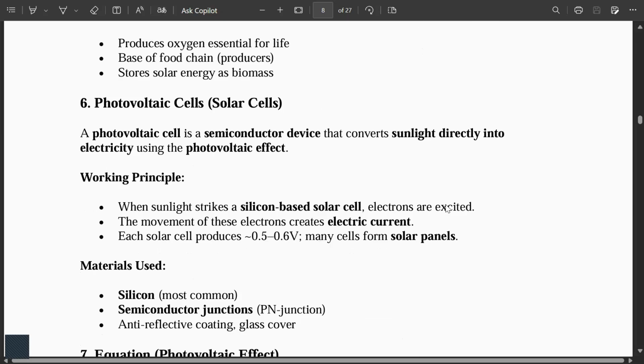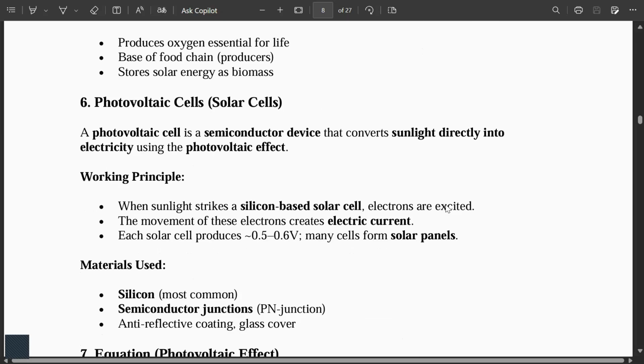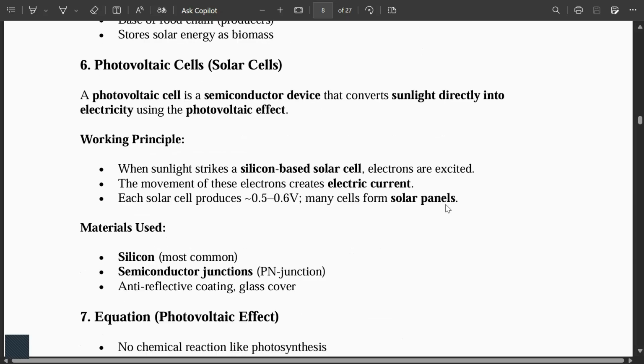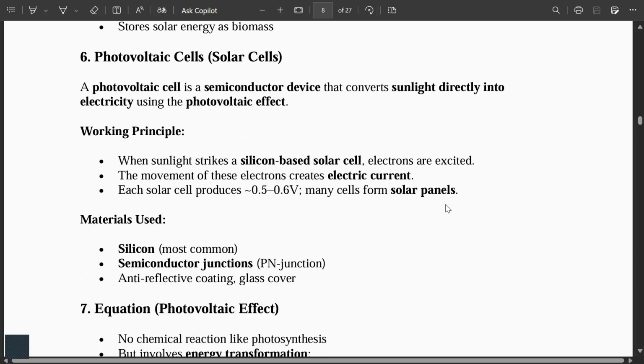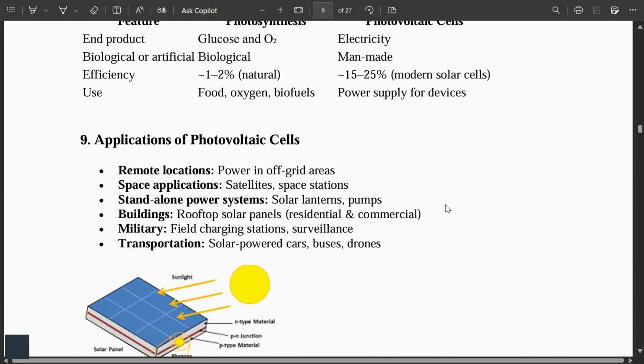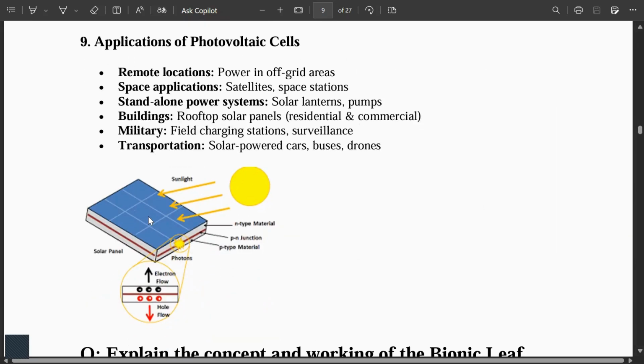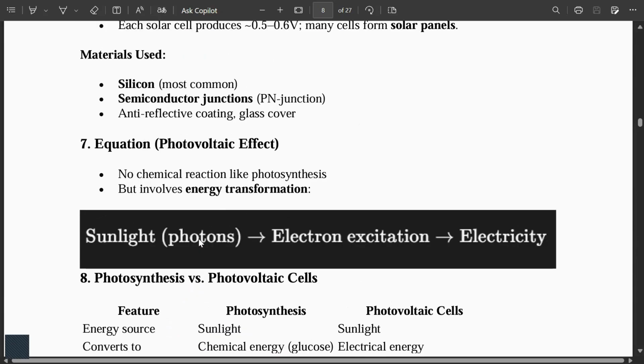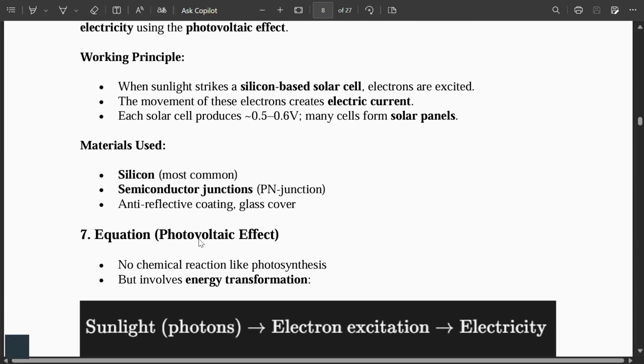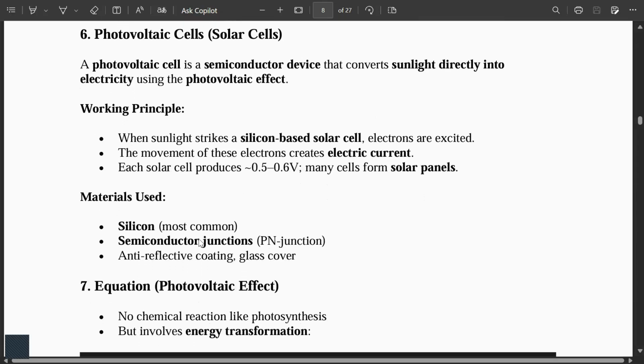Coming to photovoltaic cells, it is a semiconductor device that converts sunlight directly into electricity using the photovoltaic effect. It is based on sunlight striking a silicon-based solar cell, from which it is converted to another form of energy. Next, the movement of these electrons creates the electric current. This solar cell produces 0.5 to 0.6 volts.